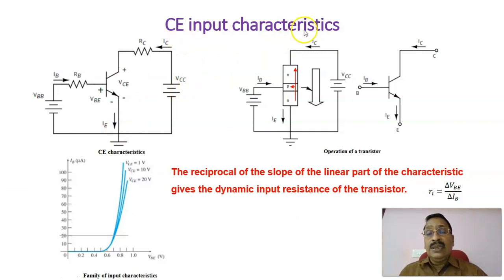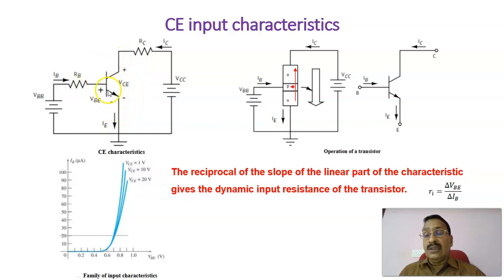Coming to the input characteristics of common emitter configuration. As I already told you, when it is used as an amplifier, the emitter junction is forward biased and the collector junction is reverse biased. Here, for this NPN transistor, we are applying a positive voltage to the base with respect to the emitter, and similarly the collector is given a positive voltage, because it is reverse biased, with respect to the emitter. Therefore, this is a common emitter amplifier.